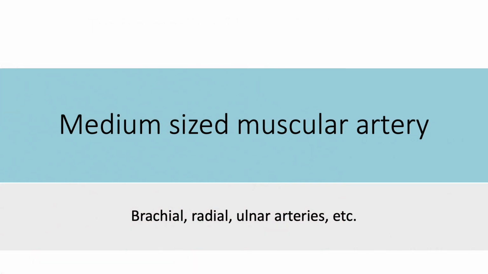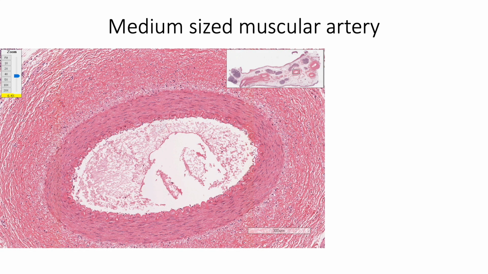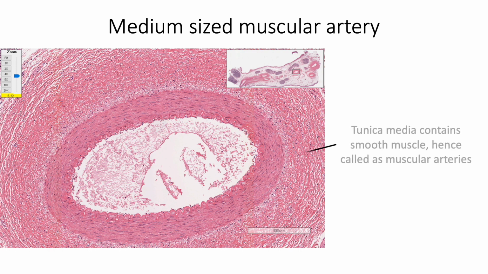Let us now look into the features of medium-sized muscular artery. The medium-sized muscular arteries include brachial artery, radial artery, or ulnar artery, or any other artery of a similar size. These arteries have smooth muscle fibers in their tunica media, hence they are called muscular arteries. The smooth muscle in its tunica media not only helps in regulating the blood flow, but also helps in secreting collagen, elastin, and ground substance of the tunica media, and also in repairing tunica intima.